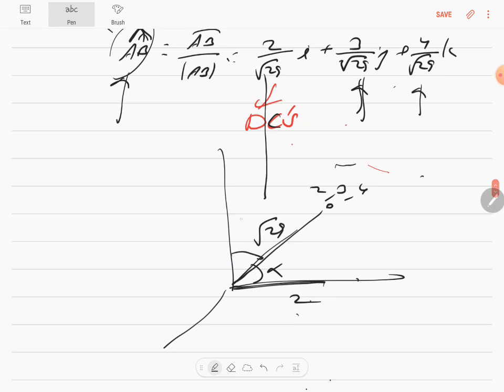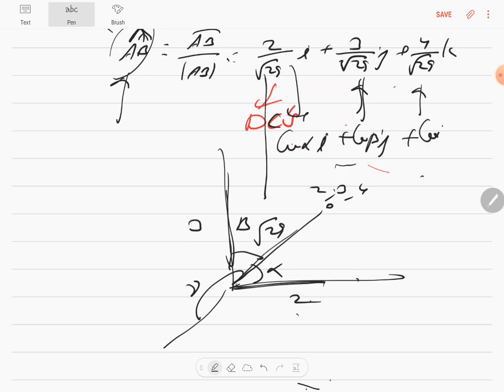The second term is nothing but cos beta. That is a 3 from the adjacent side and the hypotenuse. And again cos gamma, therefore no wonder they are called direction cosines. You can also call them cos alpha into i plus cos beta into j plus cos gamma into k. You can represent this even like this.